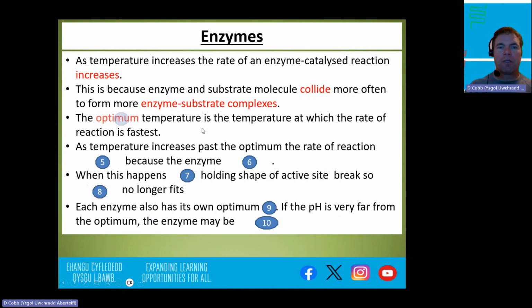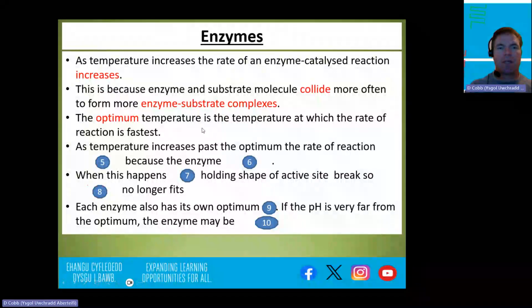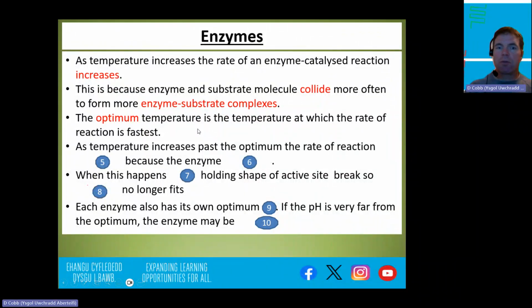Number 4, the optimum temperature is the temperature at which the rate of reaction is fastest. As temperature increases past the optimum, the rate of reaction then decreases because the enzyme denatures. And then when this happens, when it denatures, what that means is bonds, number 7, holding the shape of the active site break, so the substrate no longer fits.